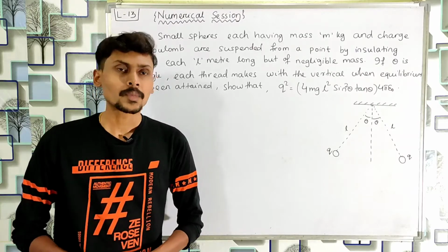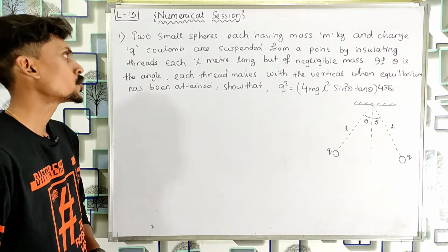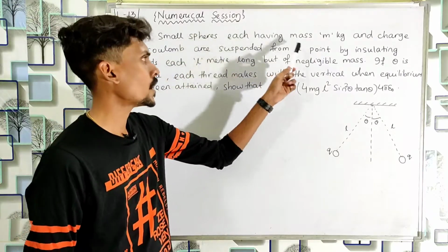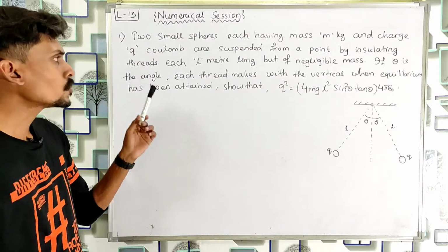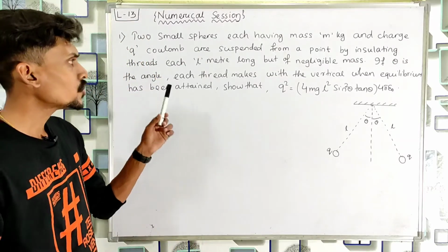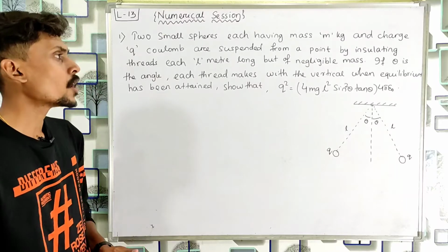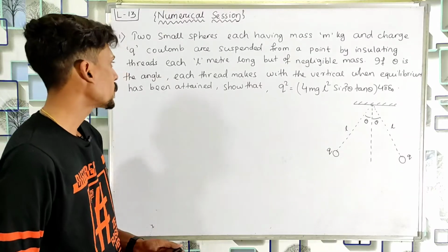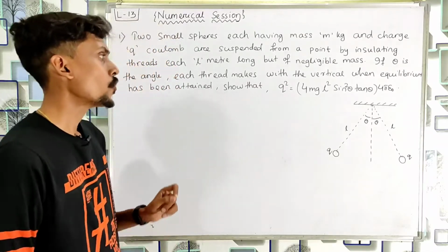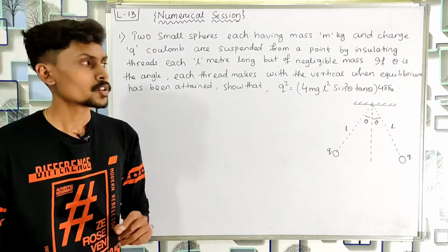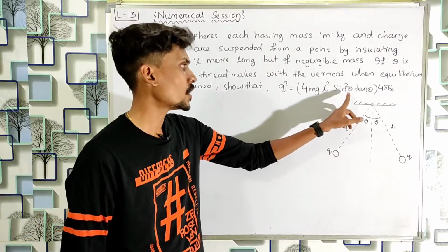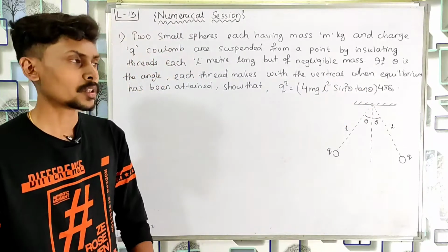So let's get started. So students, look at the first question on the board. The question is: two small spheres each having mass m kg and charge q coulomb are suspended from a point by insulating threads each L meter long but of negligible mass. If theta is the angle each thread makes with the vertical when equilibrium has been attained, show that q square is equal to 4 mg L square sin square theta tan theta into 4 pi epsilon naught.